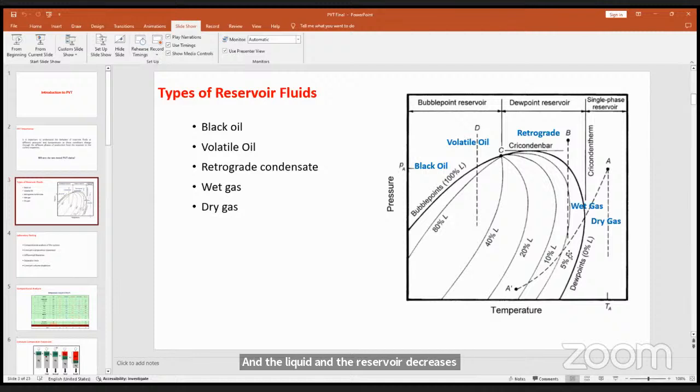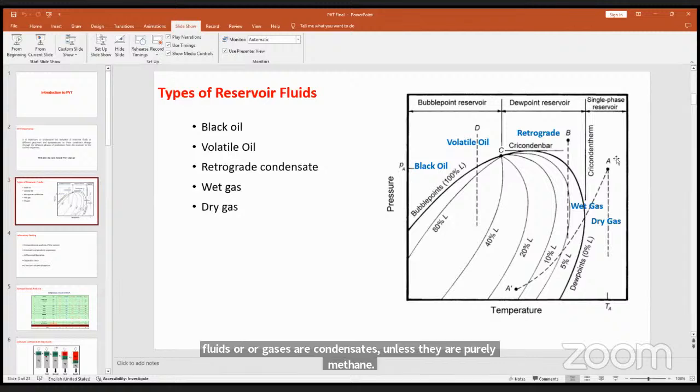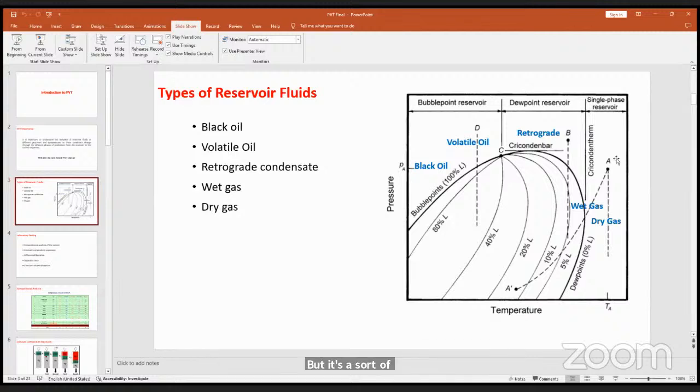So actually, in real life, there is no real wet and dry gas. All fluids or gases are condensates unless they are purely methane. But it's a sort of approximating assumption. So if you have the condensate very, very low, if you have a GOR of 100,000, for example, or more, we consider it practically as dry gas, which is just an approximation.